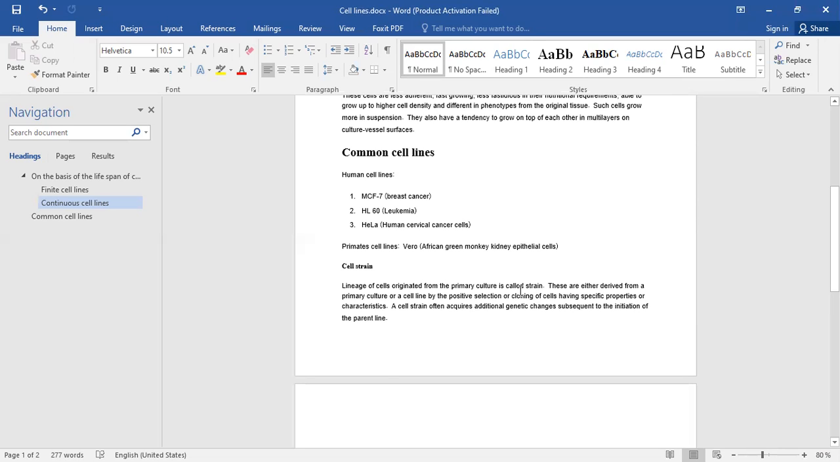So in summary, we can say that in the primary culture some cells are very specific. We select these specific cells, and these selected cells can be known as cell strains. These lines of cells from primary cultures are known as the cell strain.